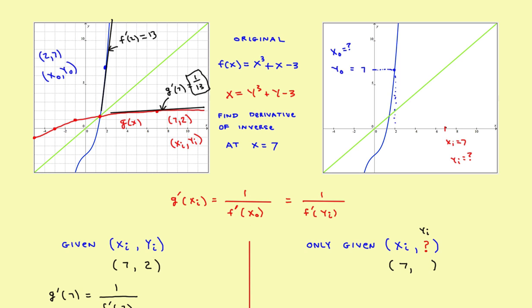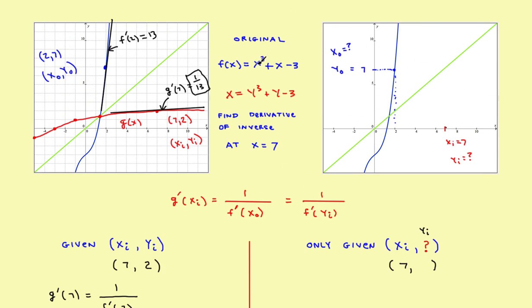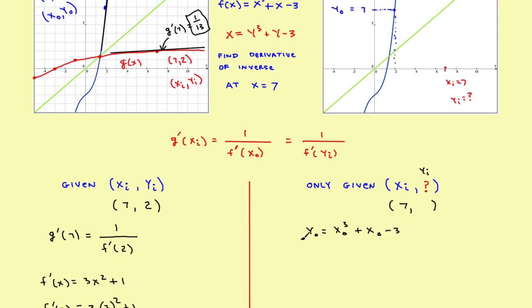So the question is, and we'll go ahead and drop this down a little bit, the original function was this. It is y sub o. The y value of the original is equal to this thing right here. So let's just go ahead and write that. I think I'll put it right here. I'll say the y value of the original is equal to the x value of the original cubed plus the x value of the original minus 3. So we'll start with this. Then we've got this. The y value of the original is the same thing as the x value of the inverse. So I'll replace that with this.